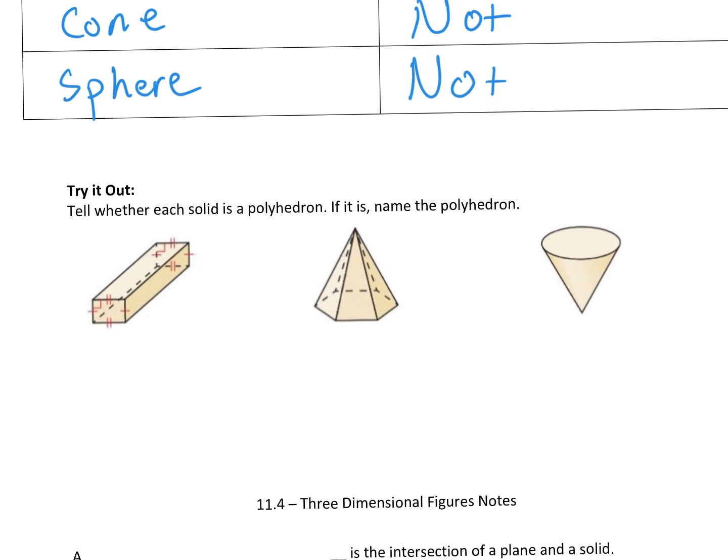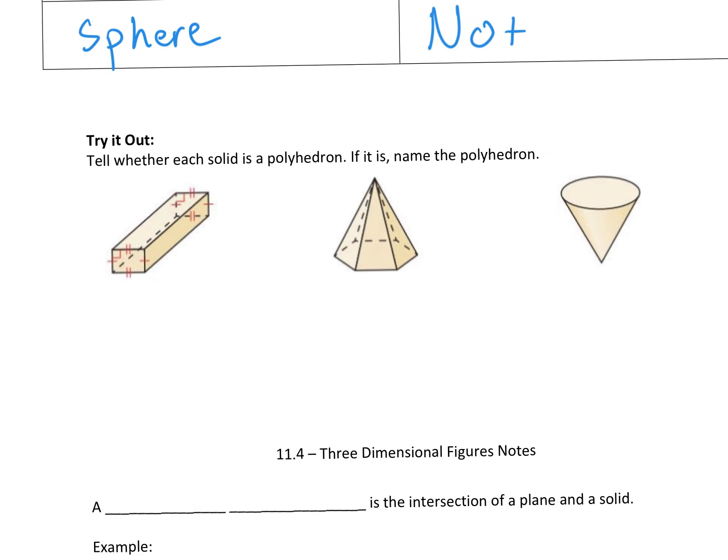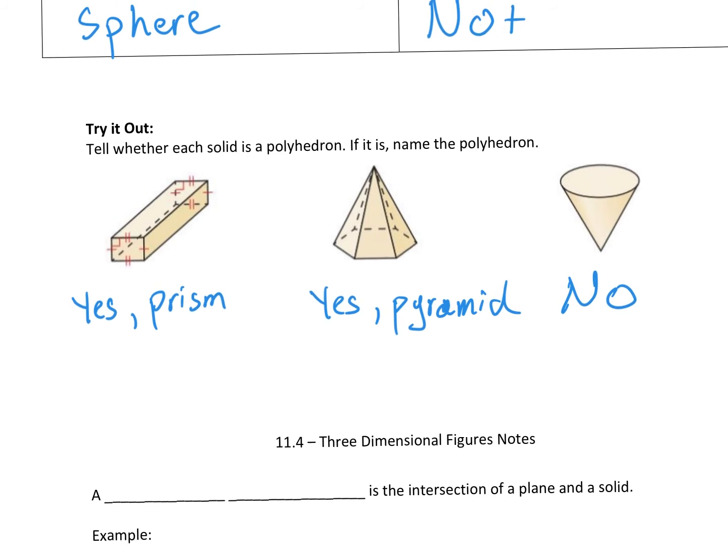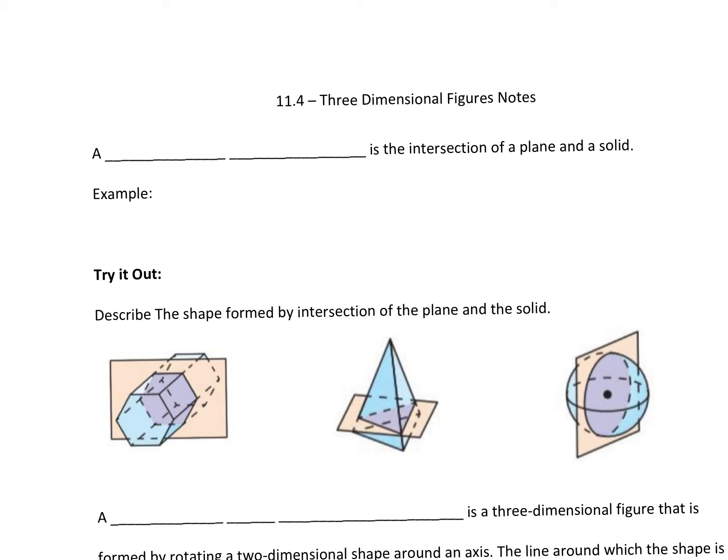So let's try it out. Tell whether each solid is a polyhedron. If it is, name the polyhedron. Well, the first one, yes, it is, and it's a prism. The second one, yes, it is. It meets at a point, so it is a pyramid. The next one is no, it's not. It's a cone, but it's not a polyhedron, because cones are not polyhedrons.